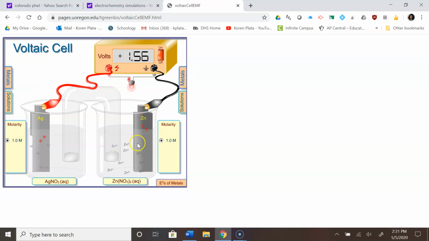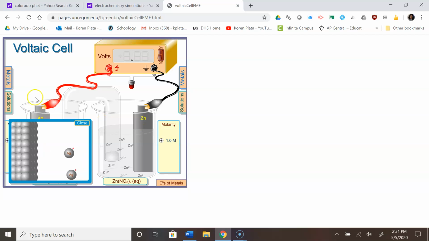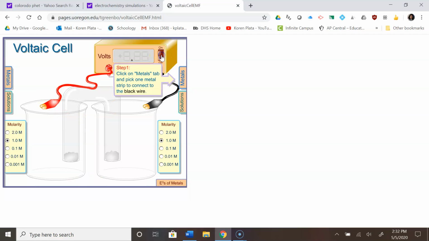We've got zinc losing the electrons. We've got silver gaining the electrons. And again, at the level of the atom, you can see what's happening there. And then something similar happening to what we saw in the first example. Okay, so we'll close that, turn off our switch.